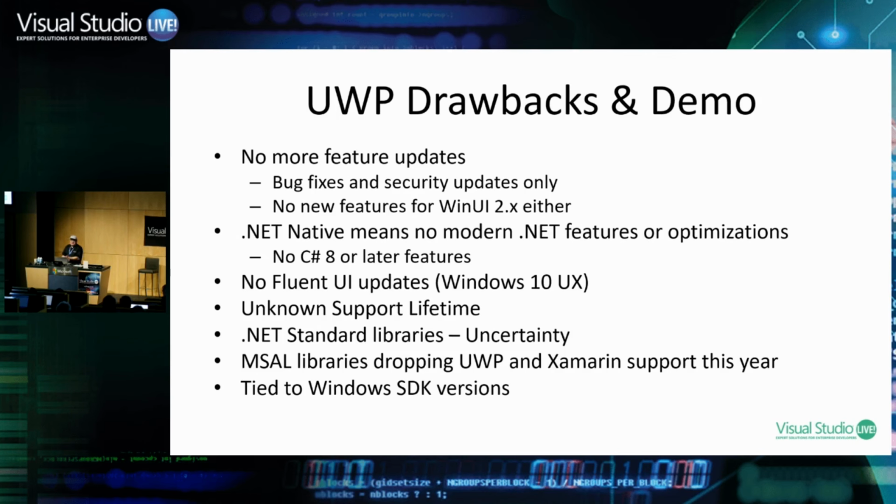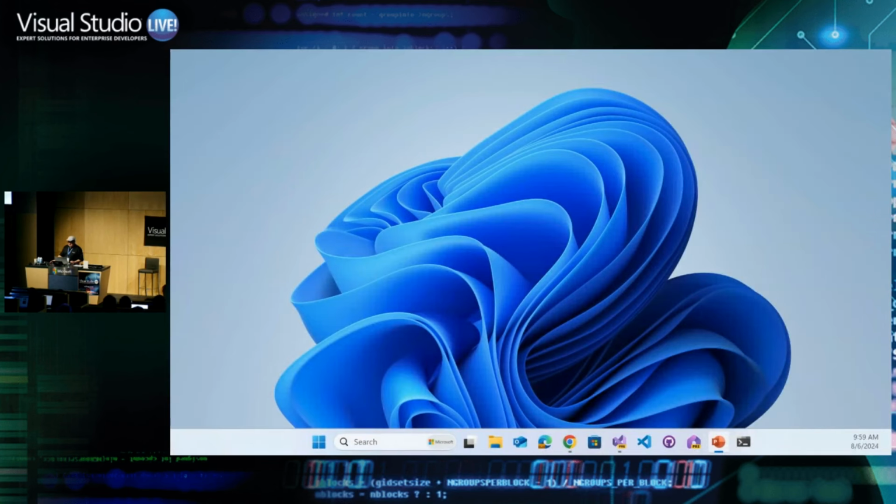Finally, UWP versions are tied to the Windows SDK versions. So even before the kind of end of new feature support, you had to wait for a new version of Windows with a new SDK to get any new features into your UWP apps. And it also means if you're targeting a specific version of the SDK, anybody in an older version can't use it. Okay, let's take a look at what the UWP app looks like.